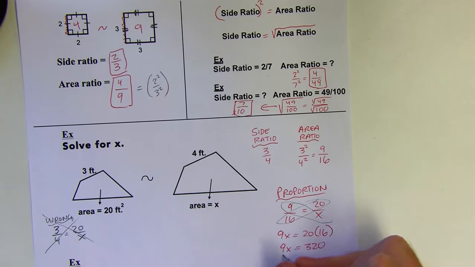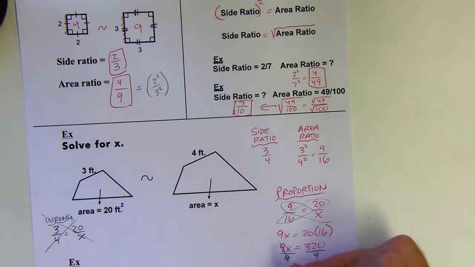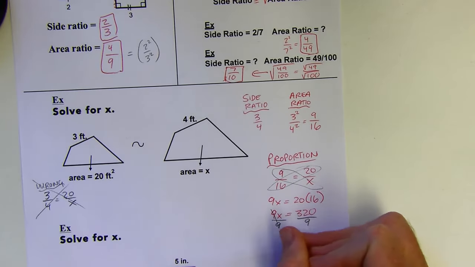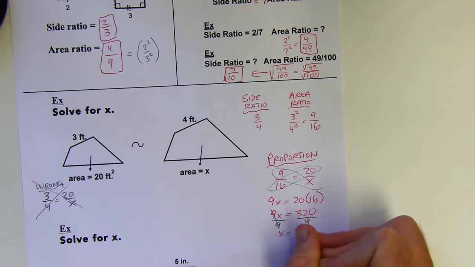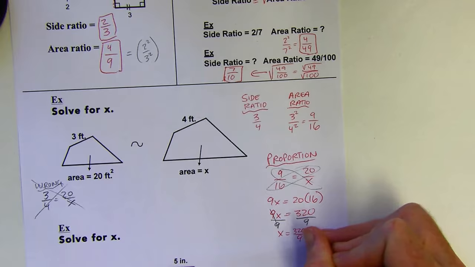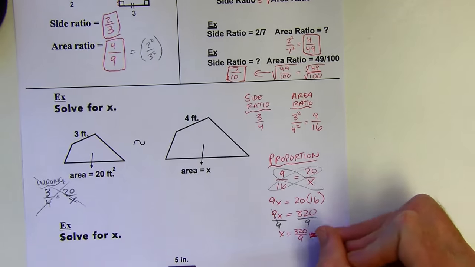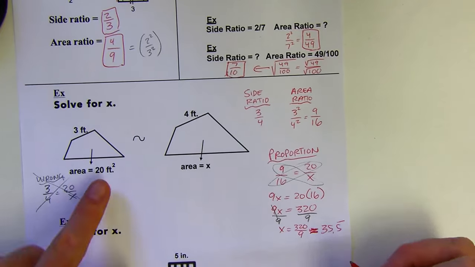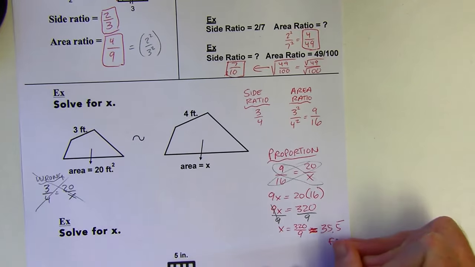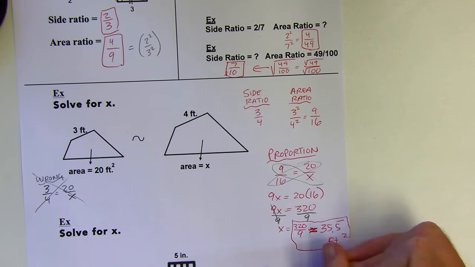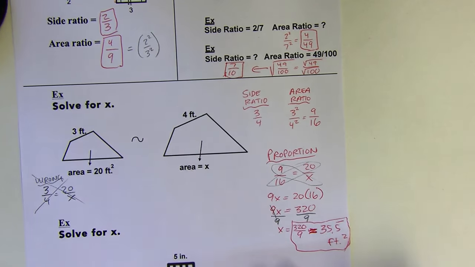Divide by 9. Oh, off screen there. Then x would equal 320 over 9 if you want to leave it as a fraction, or actually I should say, this comes out to 35.5 repeating. And I do know the units here. The other area was in square feet, so this should be in square feet as well. So there is the area of the larger figure.